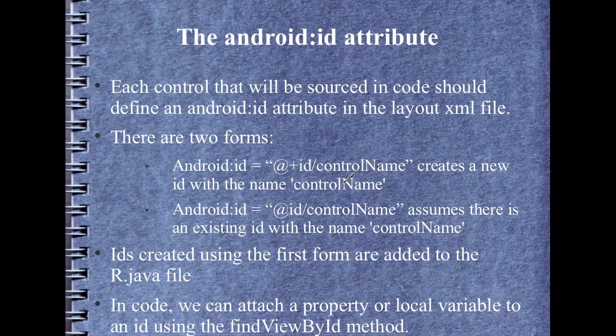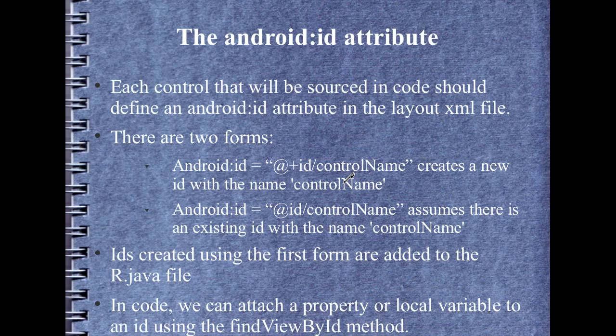Okay, so in an activity, in the XML file, we have a number of attributes. And the most important one, if we want to use a control or source it in our activity code, is that it needs to define an Android ID attribute in its layout XML file. There are two forms. One has a plus before ID, and one has no plus before ID. It's just @id. Plus will create that ID if it doesn't exist. Without the plus, it assumes there is already an existing ID with that name. Always use the plus form.